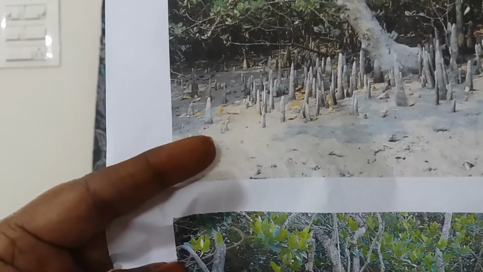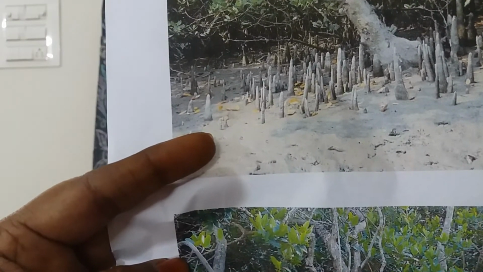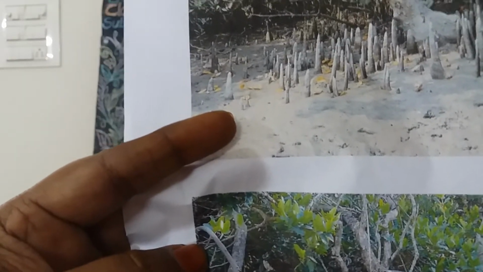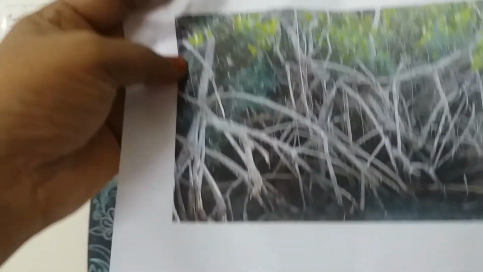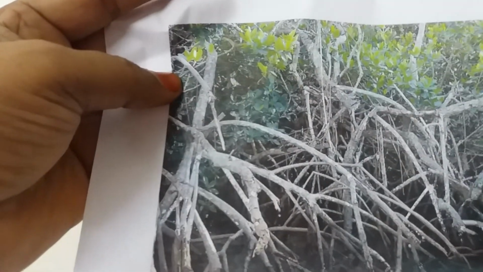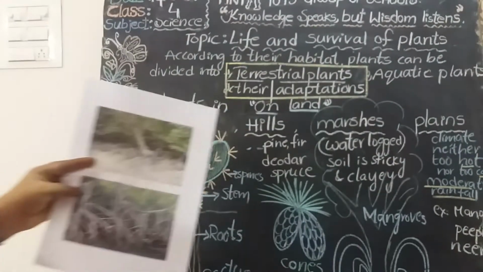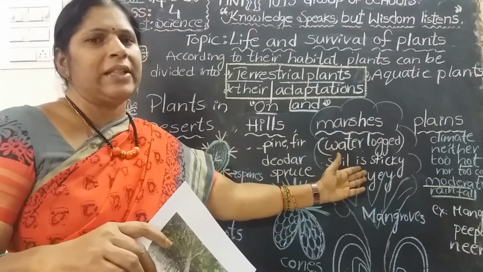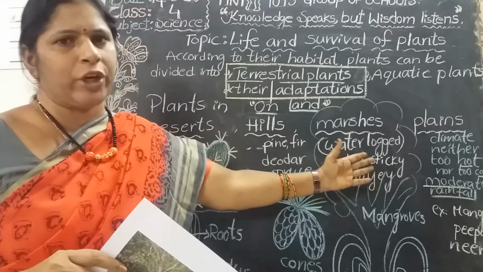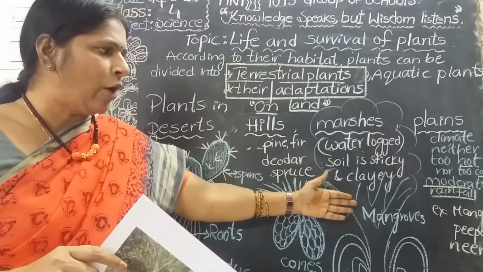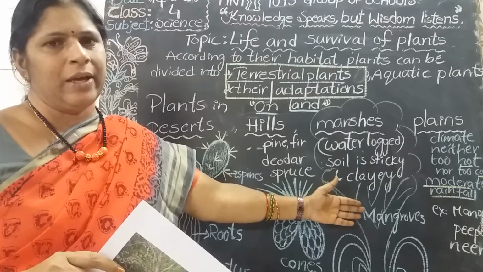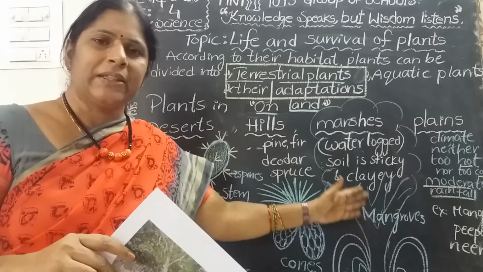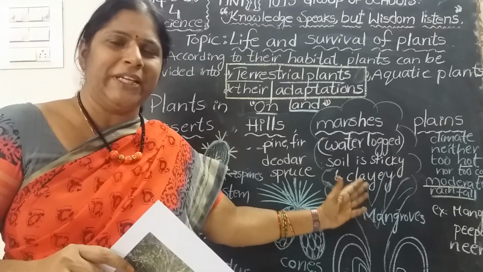So roots grow out of the soil to breathe, as the soil does not allow the roots to breathe. That's why such roots are called breathing roots. Is it clear? Mangroves are the plants that grow in marshy areas. How is the soil there? Very sticky and clayey. Roots grow out of the soil and breathe. For breathing purpose, they have to grow outside of the soil. That's why such roots are called breathing roots.